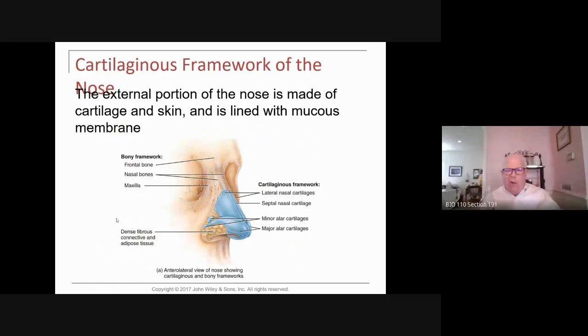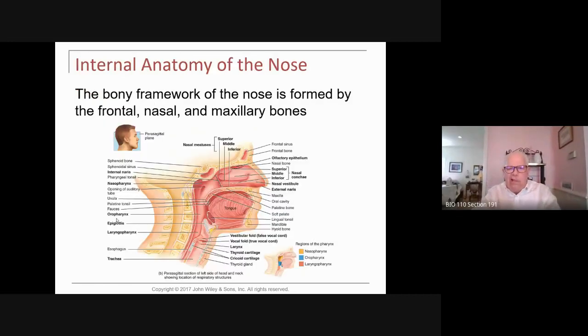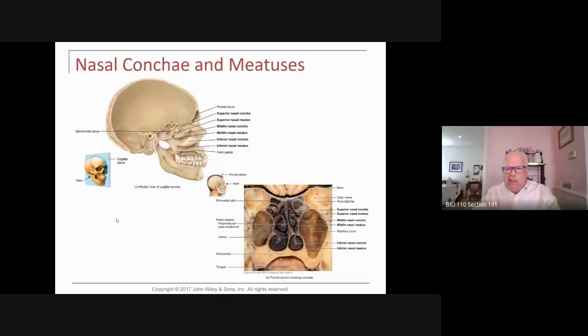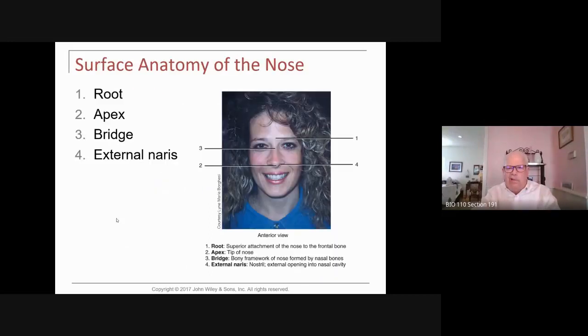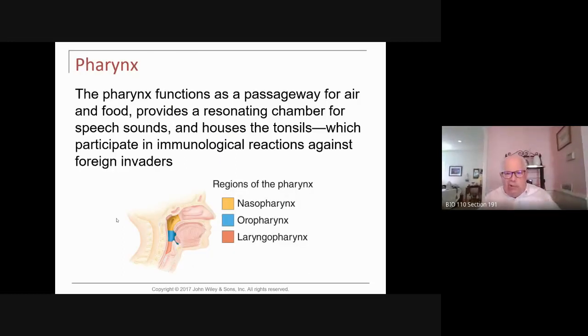I don't care if you know about the nose. It's not important. The nose is only important if you're going to be an ENT doctor. It's really not that important. I'm not going to ask you any questions on the nose. They beat this to death. There's no reason to worry about the nose. You don't have to know the parts of the nose. Not important. But you do have to know the pharynx.